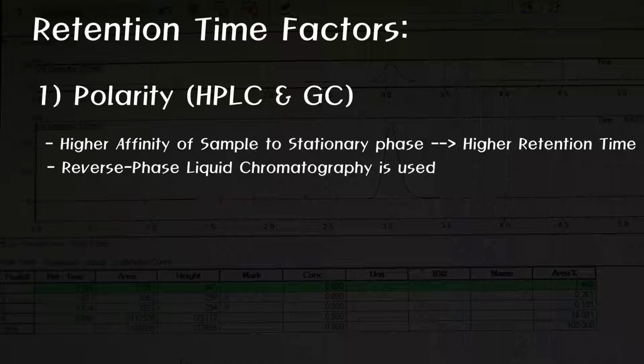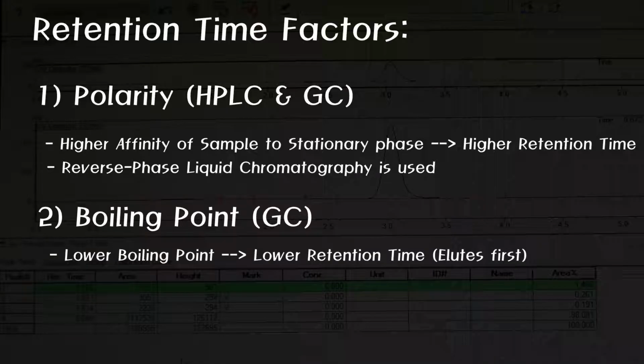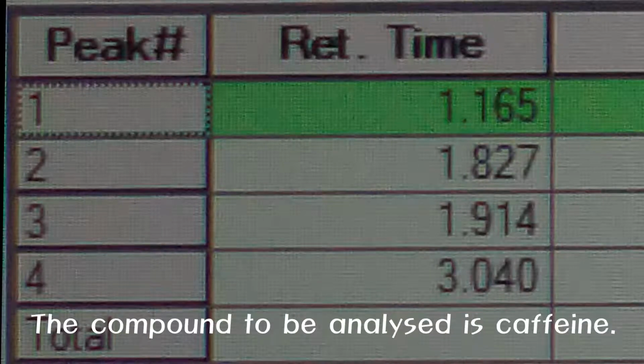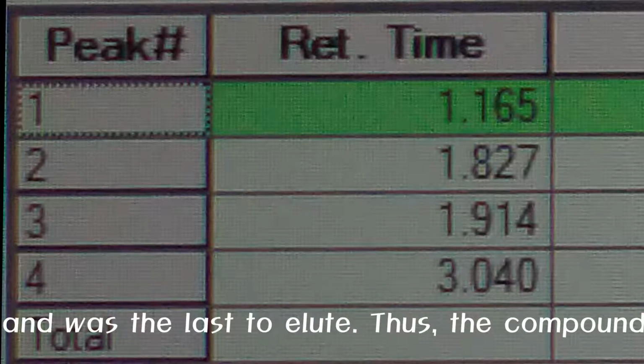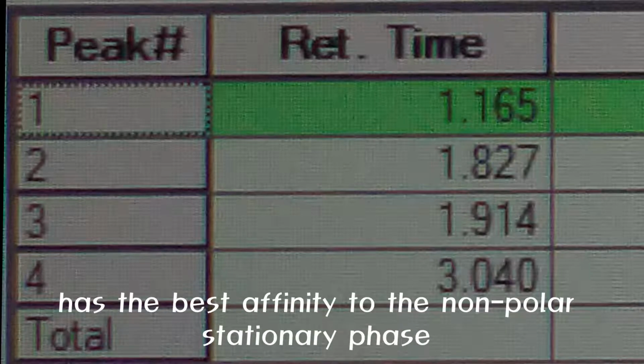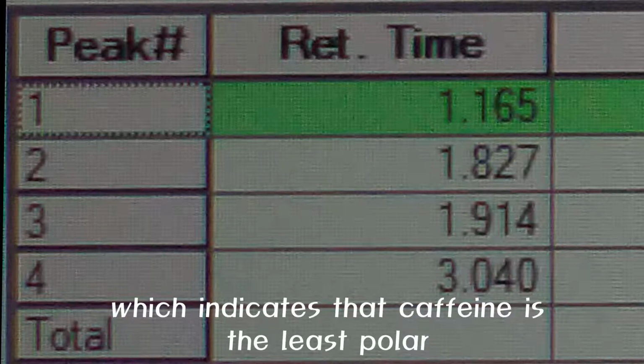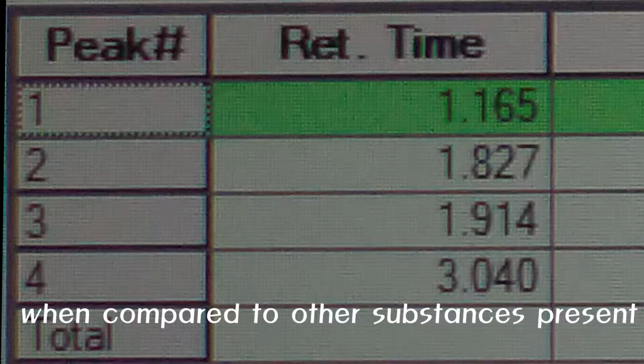Retention time is also dependent on boiling point. The lower the boiling point, the lower the retention time. The compound to be analyzed is caffeine. This compound, from the chromatogram, has a retention time of 3.040 minutes and was the last to elute. Thus, the compound has the best affinity to the non-polar stationary phase, which indicates that caffeine is the least polar when compared to other substances present.